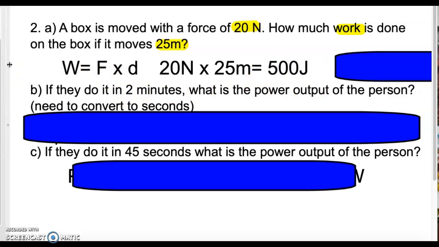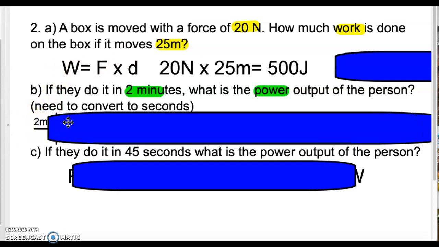So then it says, if they do this in 2 minutes, okay, what is the power output of the person? So this is 2 minutes. We need to convert to seconds. So we have to go back to our conversion that we used back in our previous unit. So remember, we have to use that dimensional analysis process. So 2 minutes. So how many seconds are in 1 minute?